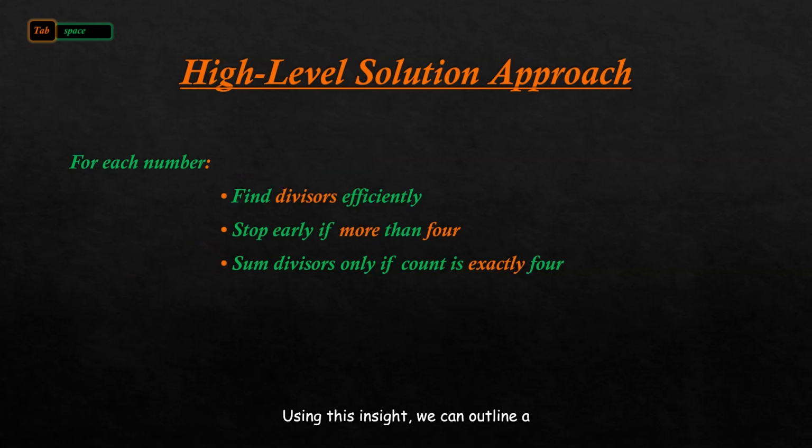Using this insight, we can outline a clear approach. For each number in the array, we find its divisors efficiently. We immediately stop if the number of divisors exceeds 4. If the number has exactly 4 divisors, we add them to our total sum. This ensures both correctness and efficiency.